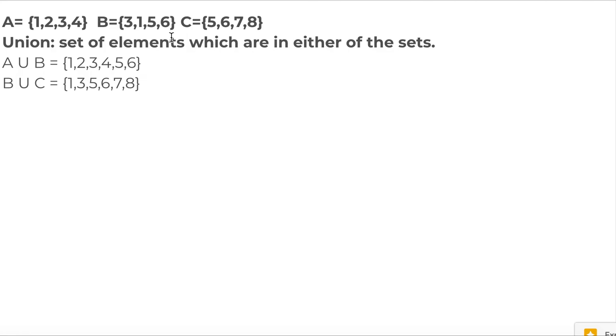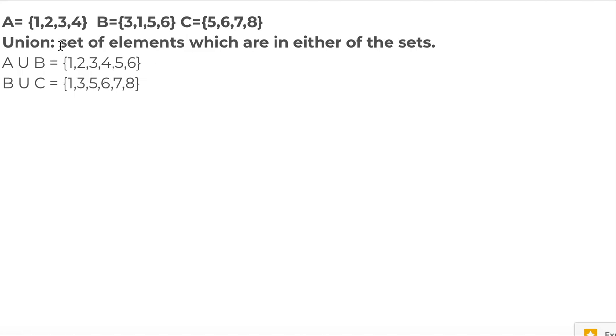So the union is a set of elements which are in either of the sets. So just make sure if you're given A union B, you want to put in all the elements that are possible in A and B. So it's going to be 1, 2, 3, 4. Look at B. 3 is already entered in A, so it's already there. 1 is already there. 5 and 6 are new, so you put in 5 and 6. So you want all the elements that are in either of them, so both in A and B, only in A, and only in B.